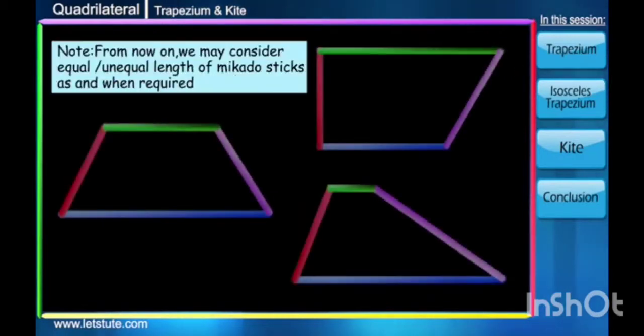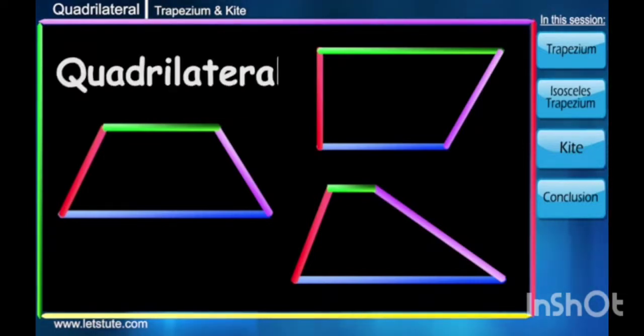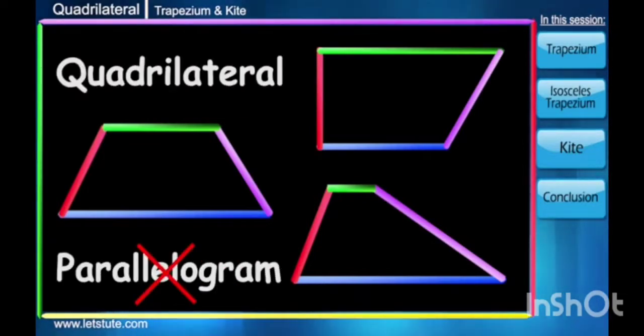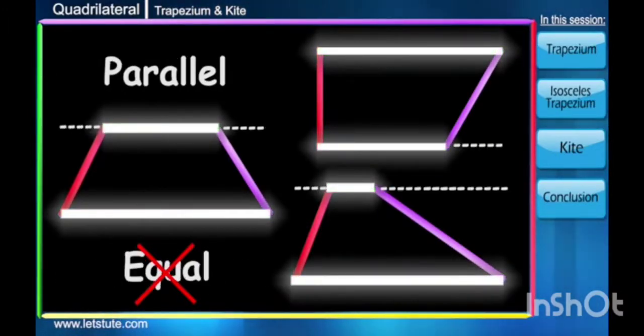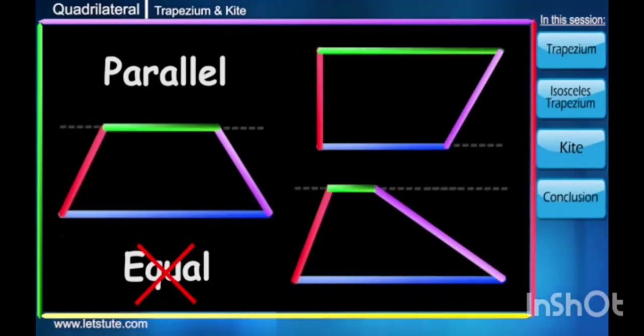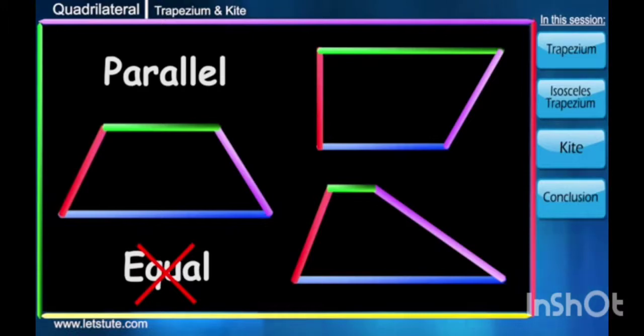Now, on throwing these Mikado sticks, we see that they got arranged in some random shapes which look like a quadrilateral but not a parallelogram. The reason for them not being a parallelogram is that although one pair of opposite sides is parallel, they are not equal in length, which restricts the other pair of opposite sides from being parallel. Friends, do not get confused between parallel sides and equal sides, okay?